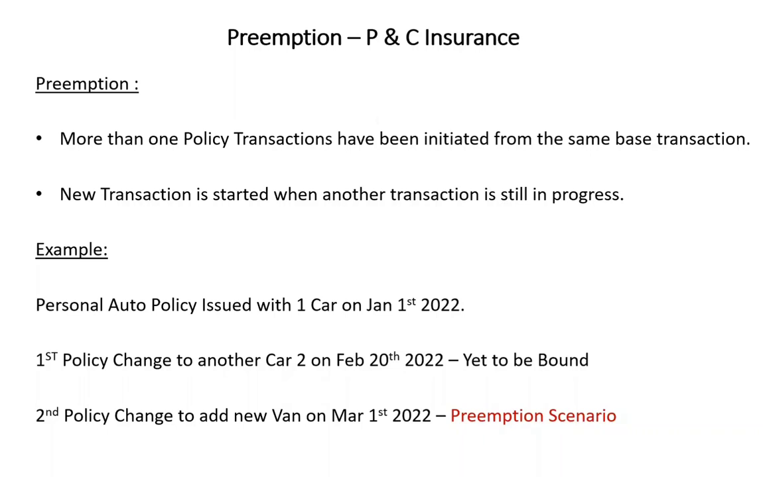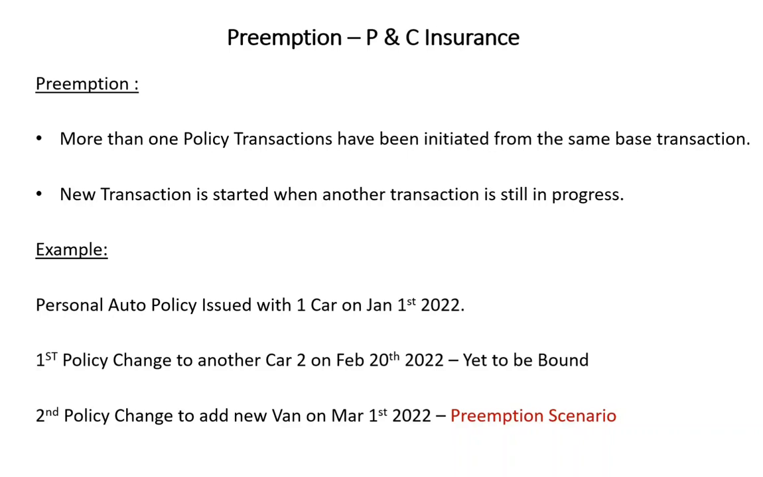Today I'm going to take a training on preemption in property and casualty insurance. By definition, preemption is nothing but more than one policy transaction that have been initiated from the same base transaction. Otherwise, a new transaction is started when another transaction is still in progress. So let's explain this definition with an example.